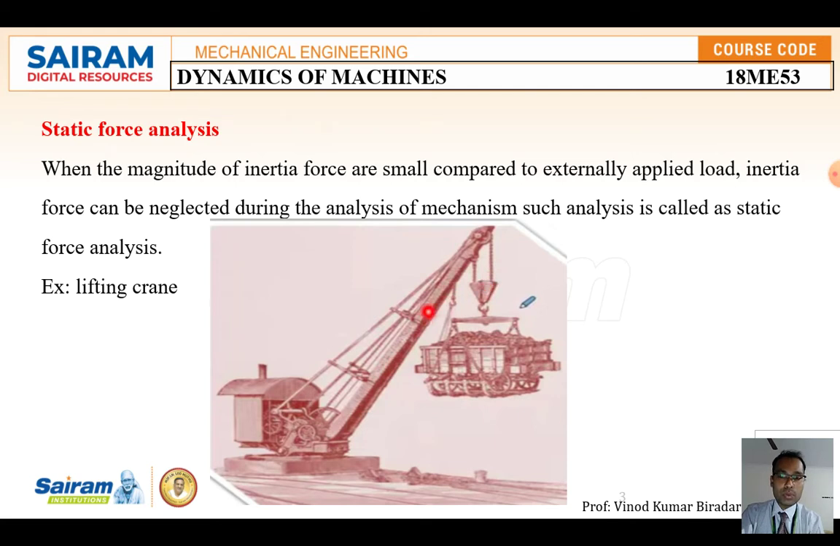Okay, but we are going to use only this. Such type of analysis we are going to call static force analysis. The best example is the lifting crane. Just to remember in this slide, static force means we are neglecting the inertia forces and only considering the external forces. Such type of analysis we call static force analysis.